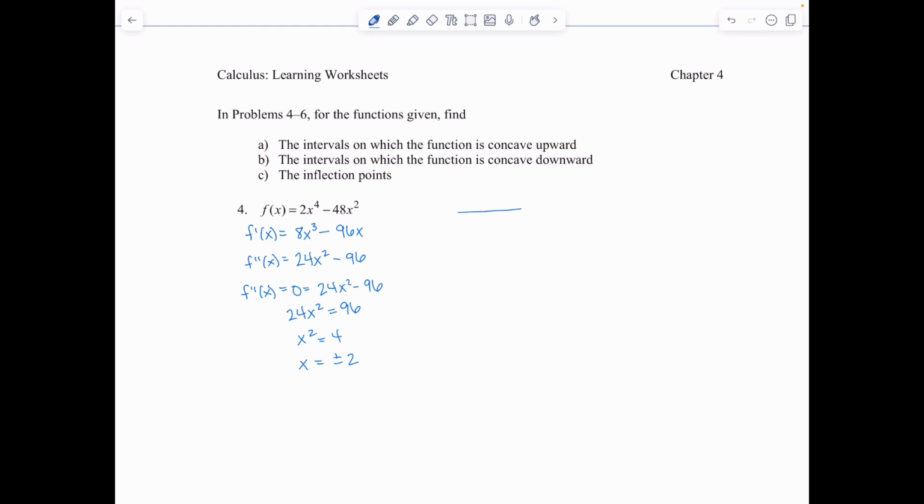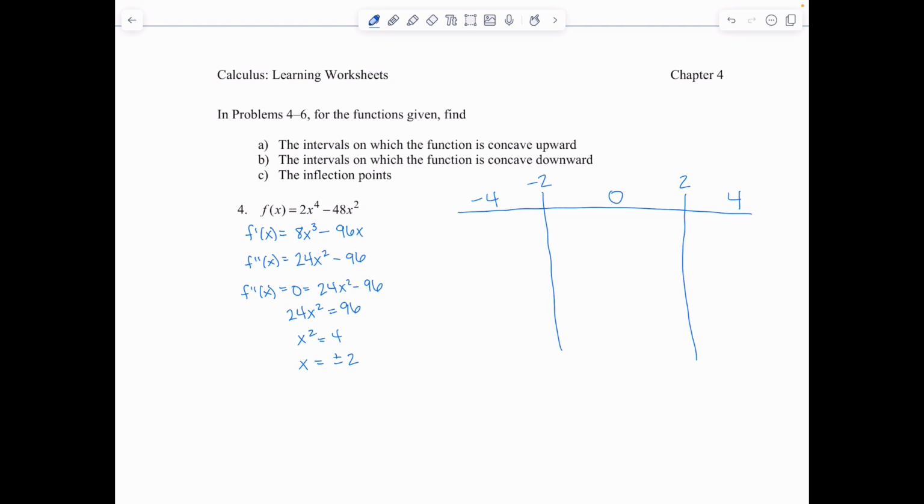So we're looking around negative 2 and positive 2. So what we could do here is check negative 4, positive 4, and 0. These are values on either side of these inflection points that we're looking at, the partition numbers, I suppose. We haven't determined if they're inflection points just yet.